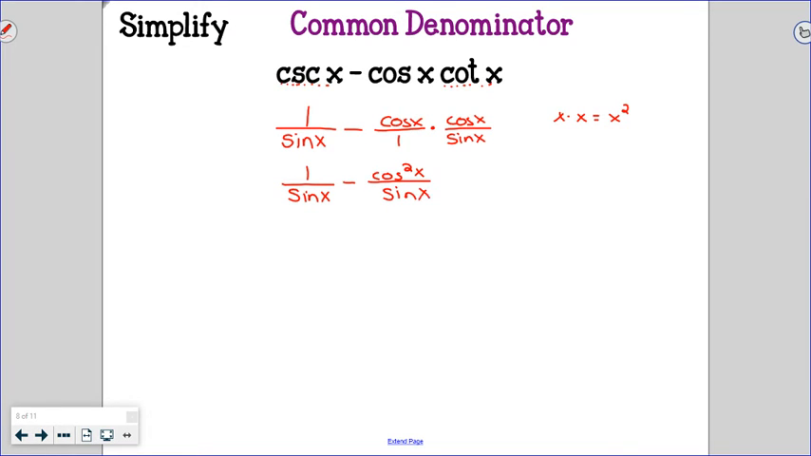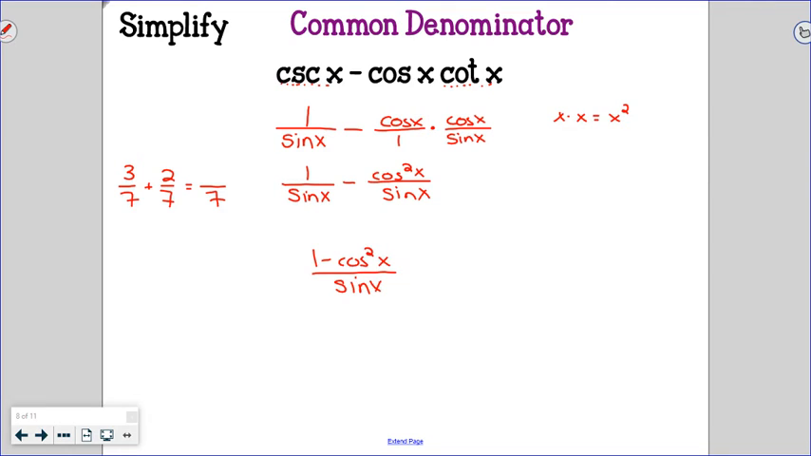Now, this one has a common denominator to start with. So I can put these two fractions together just like with a common denominator. If I were to have something like 3/7 plus 2/7, they have a common denominator. You keep the common denominator and just add the numerators. Same thing with your trig. Common denominator, we keep the common denominator, add your numerators together.